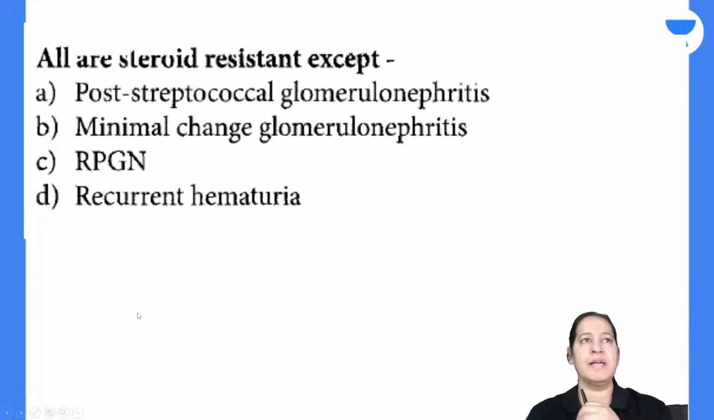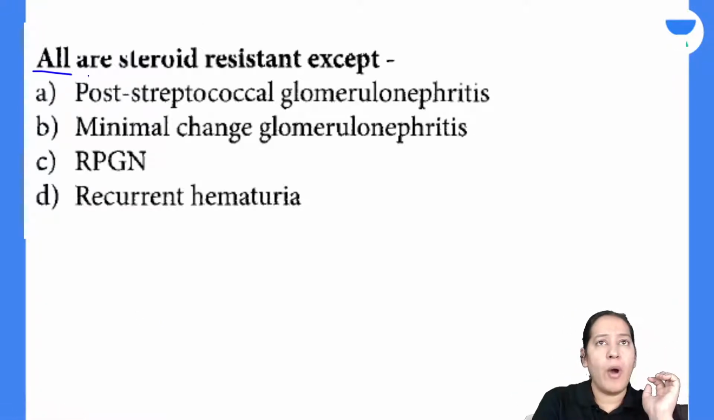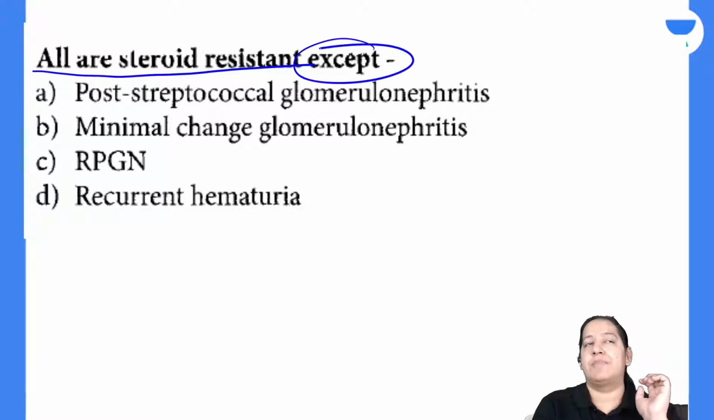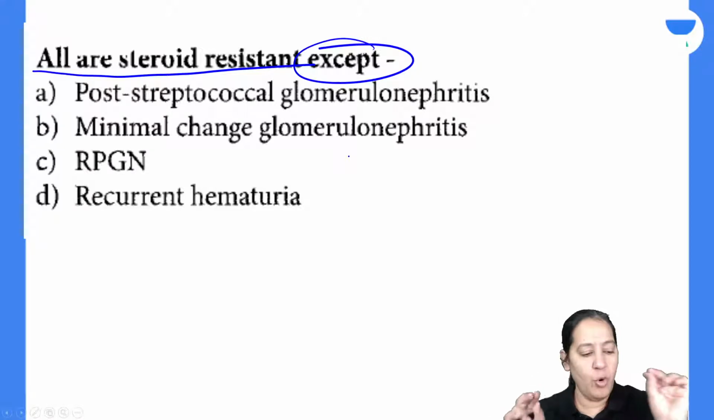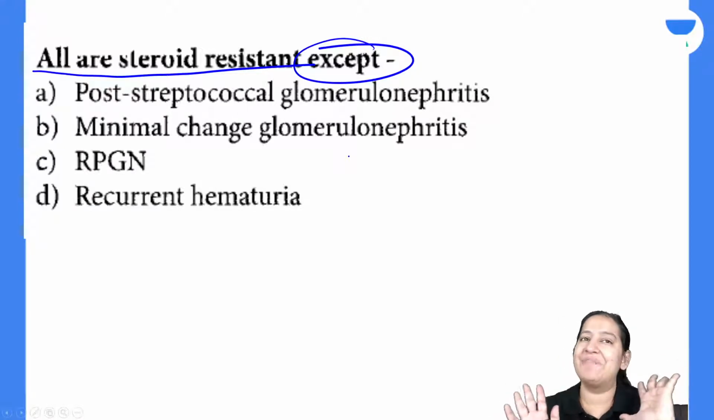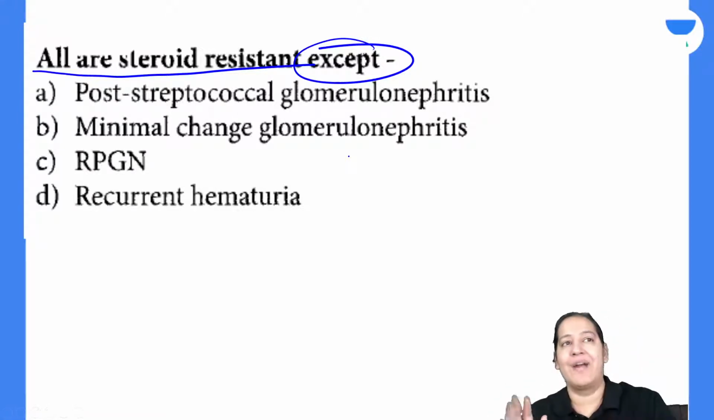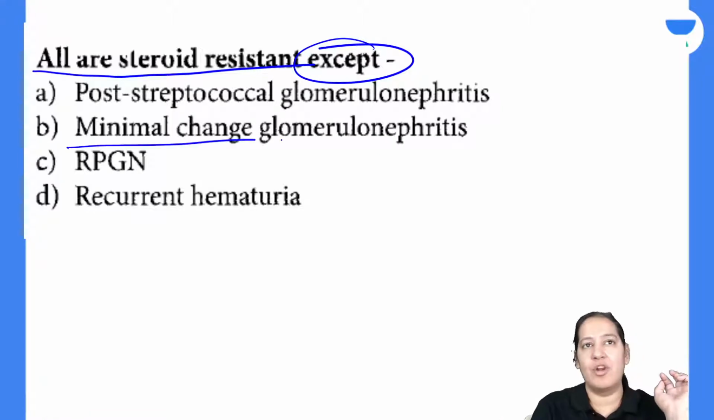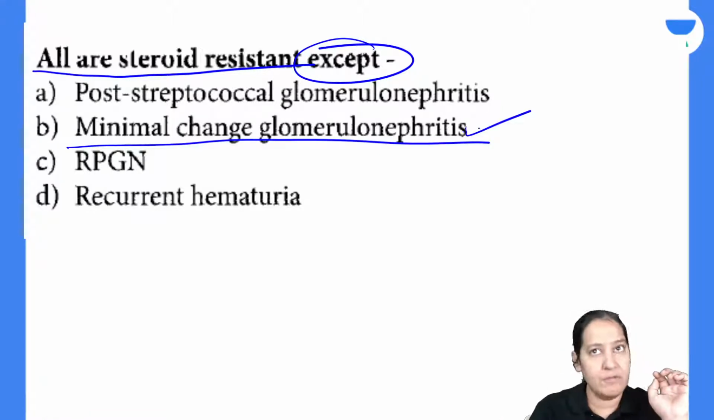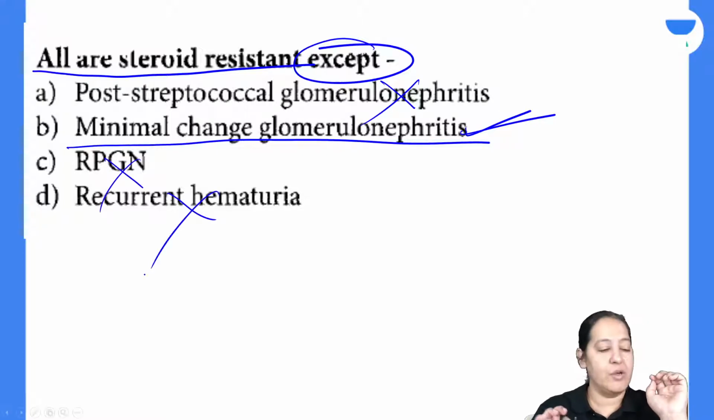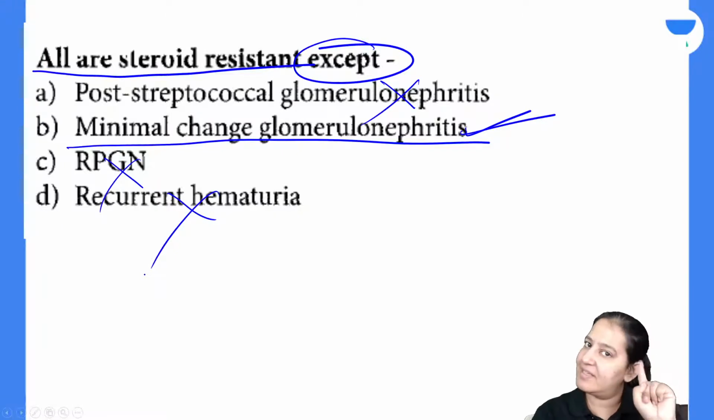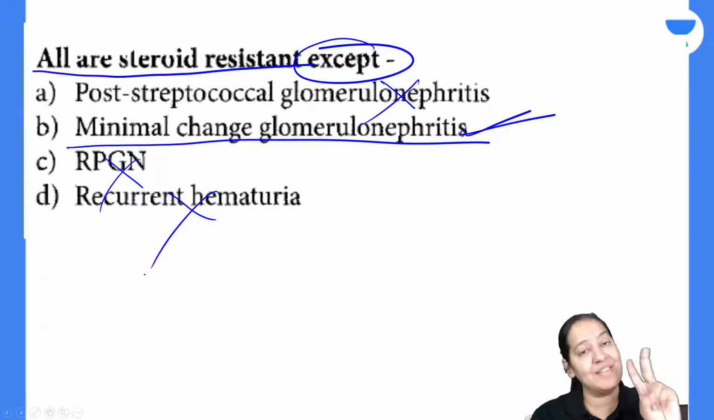Okay, let me come to the next question. All are steroid resistant glomerulonephritis except. So one of the glomerulonephritis is steroid responsive. I have told you the treatment of MCD: it is responsive to steroid. So the answer here is minimal change glomerulonephritis because it is responsive to steroid. Other glomerulonephritis do not respond to steroid. So the only steroid sensitive glomerulonephritis is MCD. All other glomerulonephritis are steroid resistant.